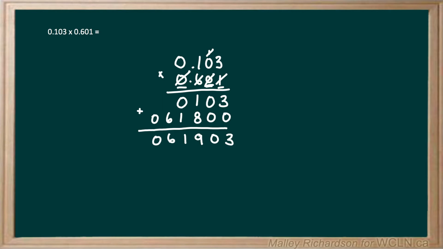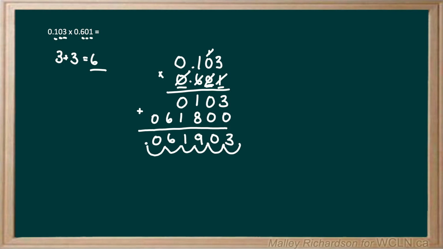Now that we have all of our digits in our final answer, we have to deal with our decimal. So going back to our original question, we have 0.103, which has 3 digits after the decimal, and 0.601 to also give us 3 digits after the decimal. So we have 3 plus 3 to give us 6, so therefore there are going to be 6 digits after a decimal. So we start our decimal here, and we move over once, twice, 3 times, 4 times, 5 times, and then finally over to right here.